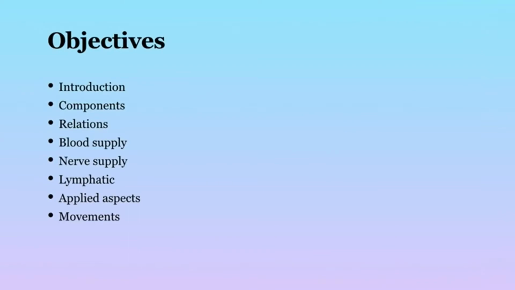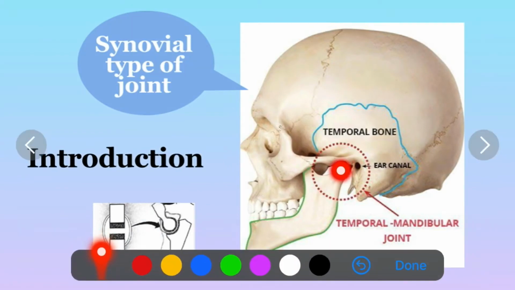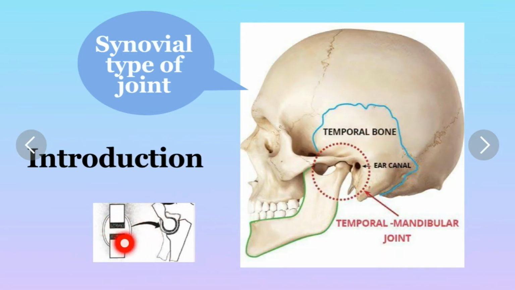So we will discuss this topic under the following headings. So let's get started. The temporomandibular joint is a joint formed by articulation of the mandible and the temporal bone of the cranium. It is a synovial type of joint present between two bones, which is surrounded by a capsule filled with synovial fluid.